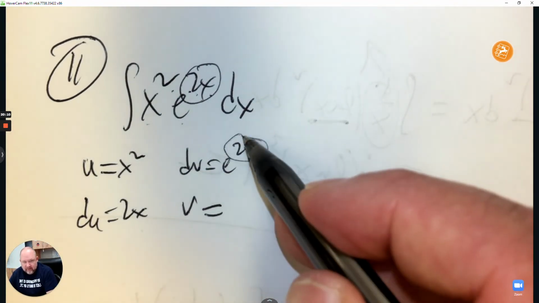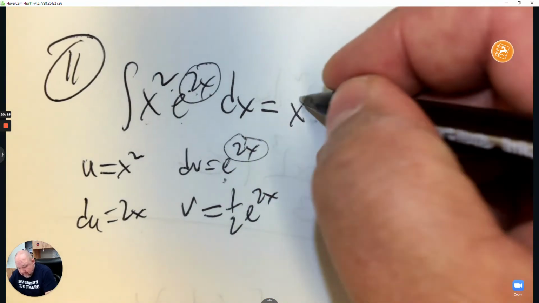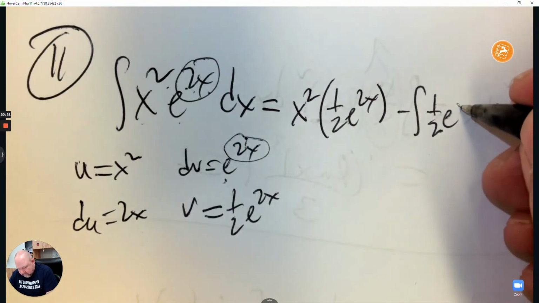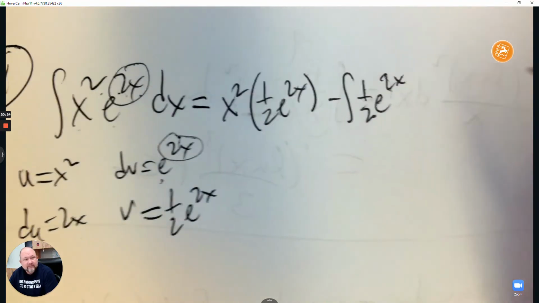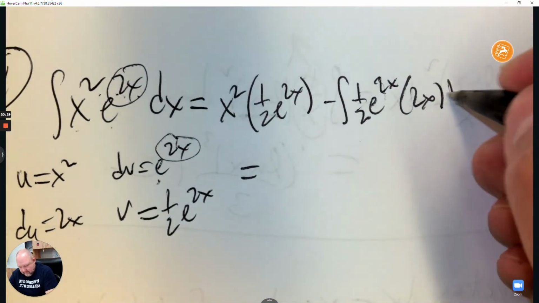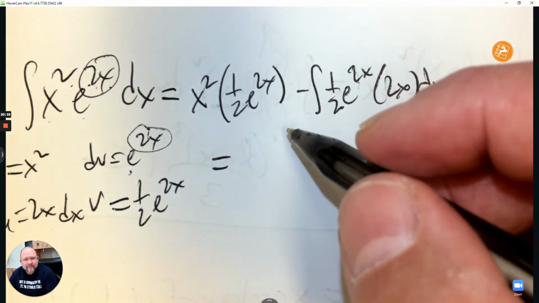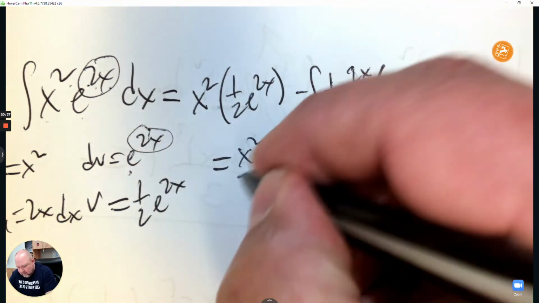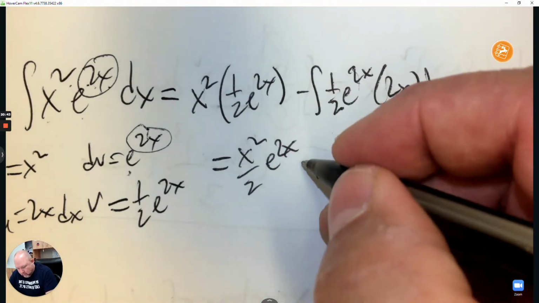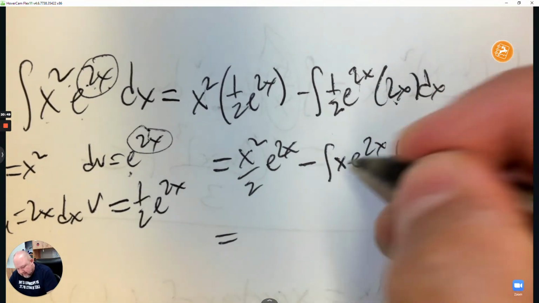So the derivative of 2x is 2, so I need a 1/2 e to the 2x, and then we just start. u times v subtract v du. And that's a dx. Keep forgetting the dx at the end. All right. And then I'm going to multiply this through. So I got x squared over 2 e to the 2x. I got 2 times 1/2, that's 1. And it's e to the 2x dx. All right. Oops, I need an x in front.